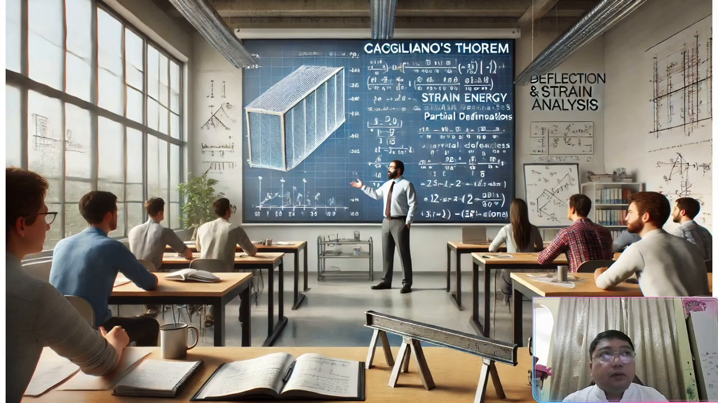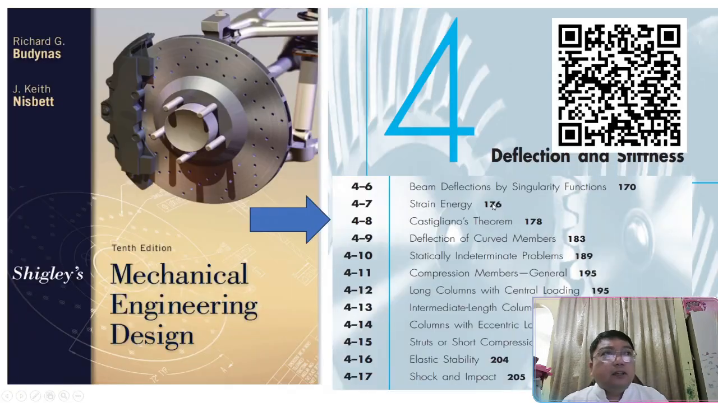In this video, I'm going to talk about Castigliano theorem. Okay, Castigliano theorem is discussed in chapter 4.8 from chapter 4, Deflection and Stiffness, from Shigley's Mechanical Engineering Design textbook. Okay, for engineering students, better you have the textbook with you so that you can refer.